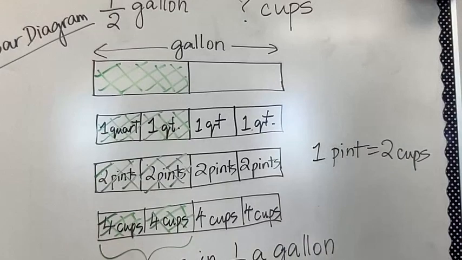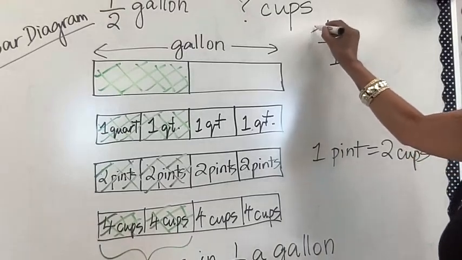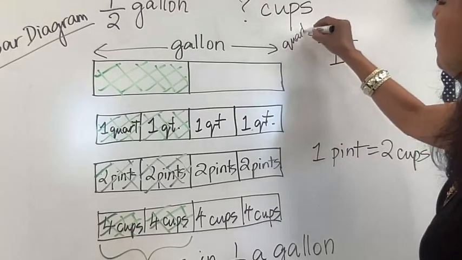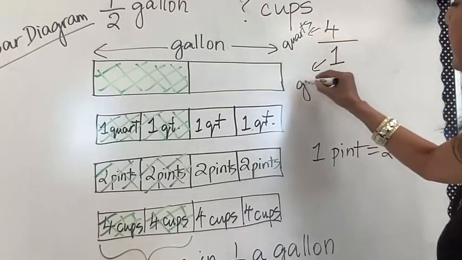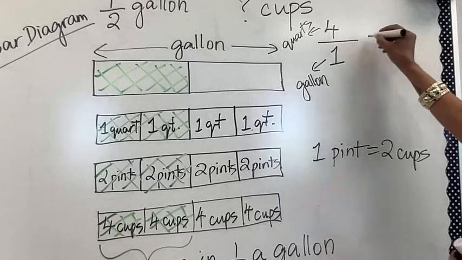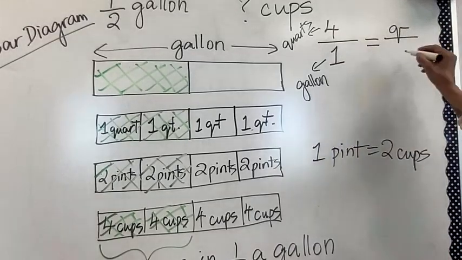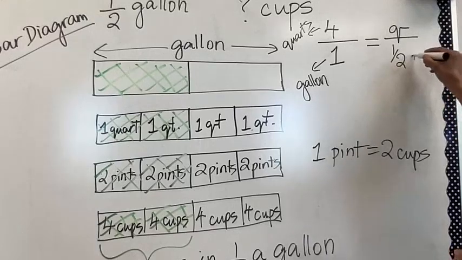Now, there's another way that I can do this, and I can use unit ratios and equivalent ratios. So I'm going to convert 1/2 gallon to quarts first. And there are 4 quarts in every gallon. So this is my quarts and this is my gallon. And how many quarts am I going to have in half a gallon? So this is half and this is my gallon.